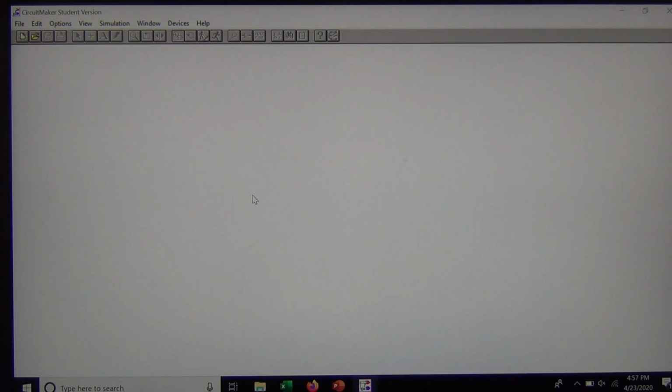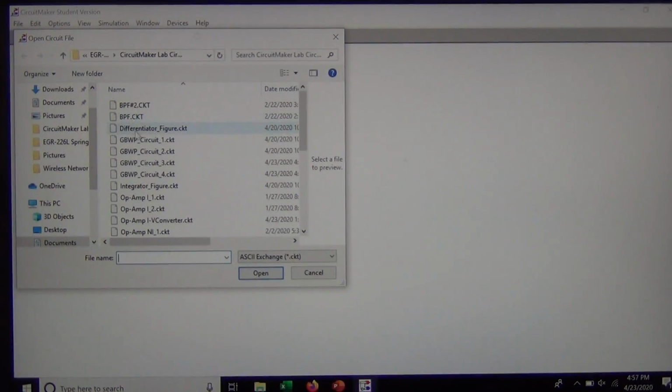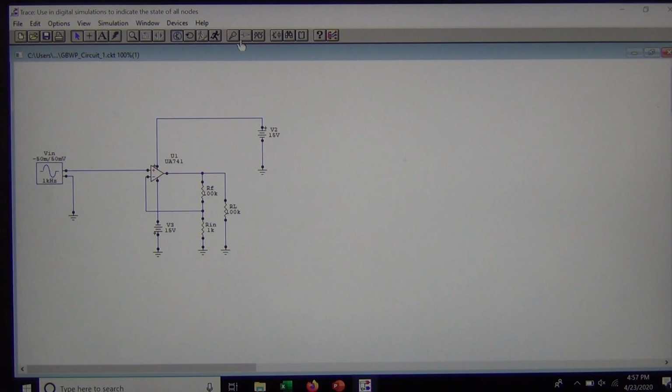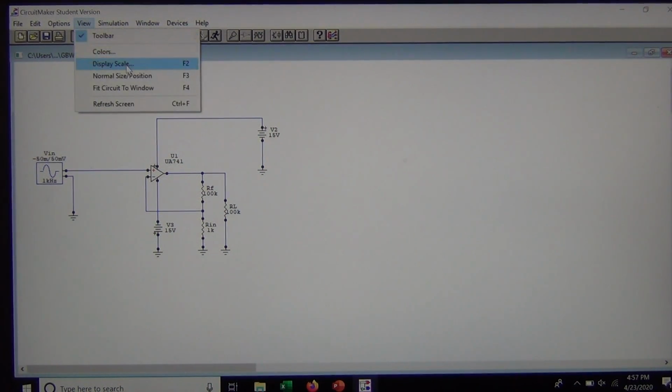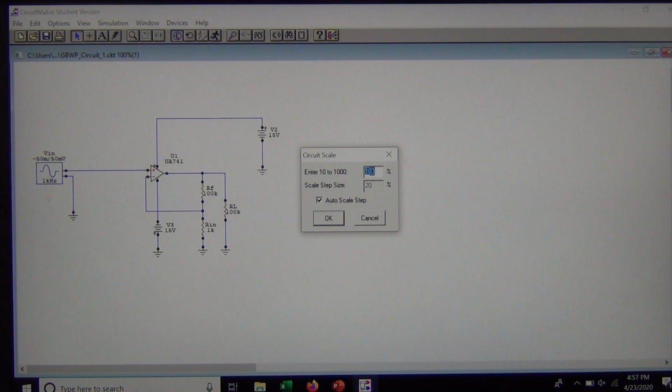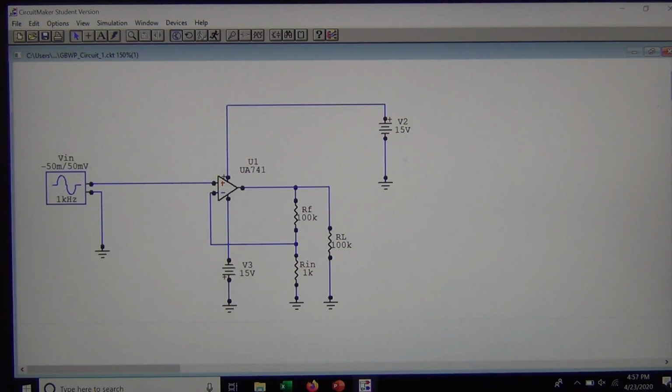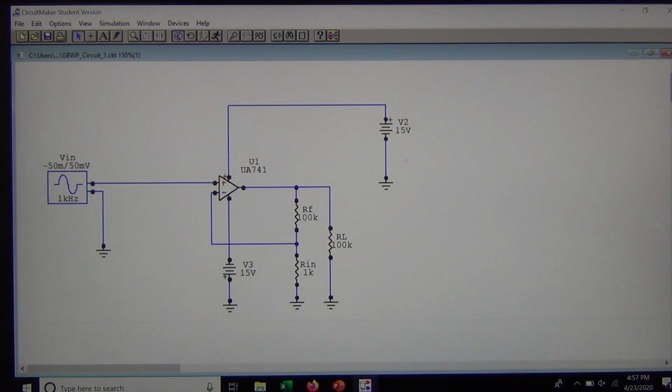So here we are with Circuit Maker. I'm going to open up the first circuit. So let's see what we have. And let's make this bigger. Maybe we'll go with 150 for the scale factor, and move this around a little bit. Here we go. So what you see here is a circuit.